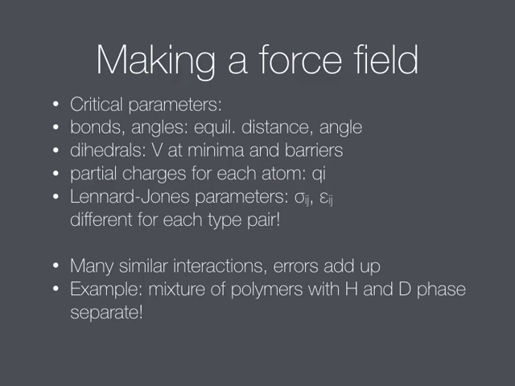Then, let's have a look at how we actually make a force field. There are critical parameters: we have bonds and angles, so the equilibrium distance and the angle determine roughly how the structure looks. Not so much the force constant, that doesn't matter much here. For the dihedrals, you want the potential minima and barriers correct for the transitions. Then the partial charges for each atom you want very accurate. The Lennard-Jones parameters are different for each type. Sorry about the order, this is a bit messy now. We covered most of this.